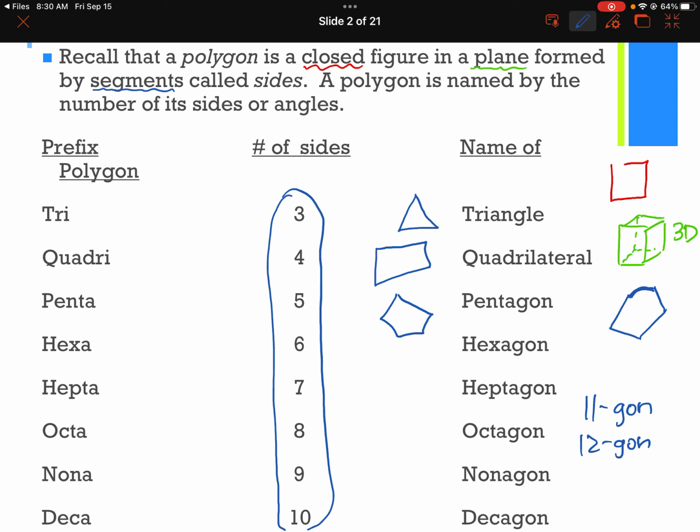So you can have a shape with 100 sides. That would be called a 100gon. Now, there actually is a prefix for that, and we'll talk about that at some point, but we're not going to focus on it for the rest of the year. You're not going to have to memorize those. Just have to know those 8.